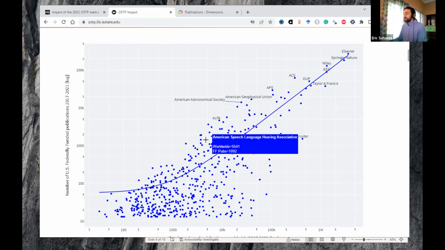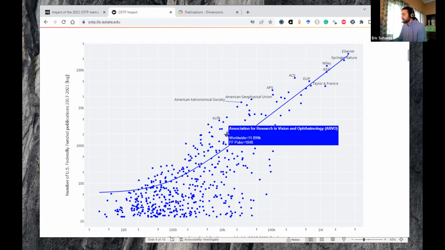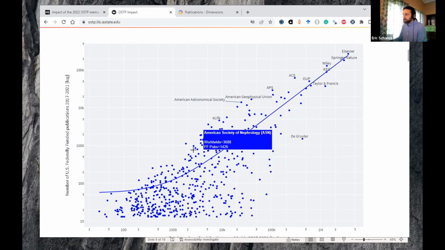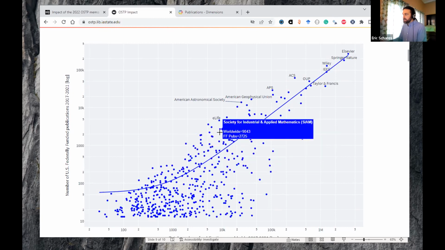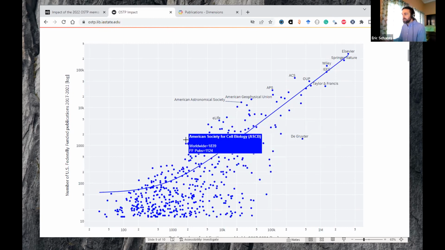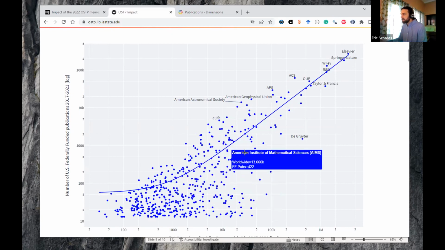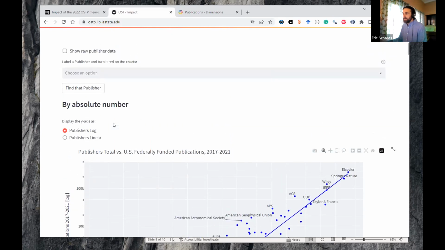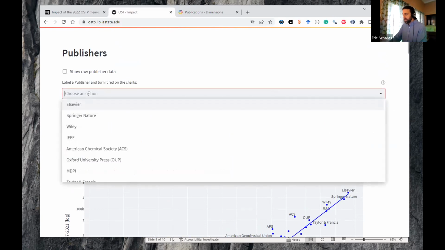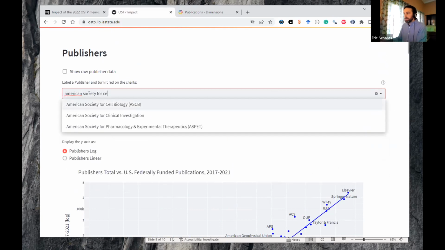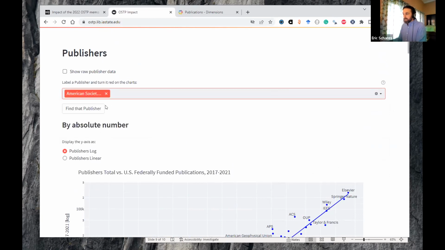I should have mentioned also, as you're looking around in here, maybe for your favorite publisher or someone that you work with or work for, but you don't want to hunt around, let's say we're looking for the American Society for Cell Biology, you can come up here to this search box, type American Society for Cell Biology, select that, and say, find that publisher.